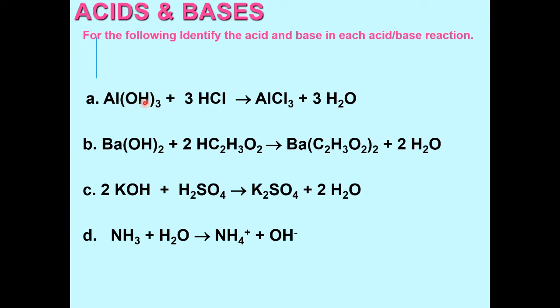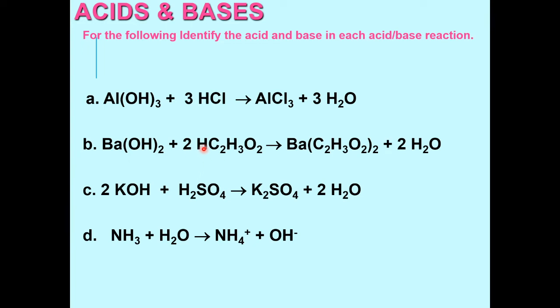Hydroxide is another big clue. We know how to recognize acids by the hydrogen up front. Well, here's one of the easiest ways to recognize a base. Hydroxide. You see hydroxide in a compound, and I promise you it's a base. So aluminum hydroxide's your base. Acid, base. All right.